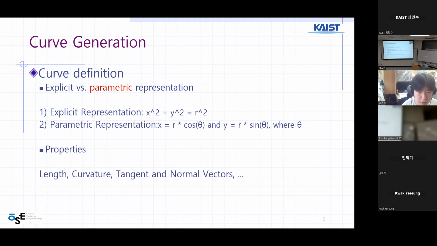In mathematics and geometry, a curve is a continuous and smooth path traced by a point or set of points in two-dimensional or three-dimensional space.